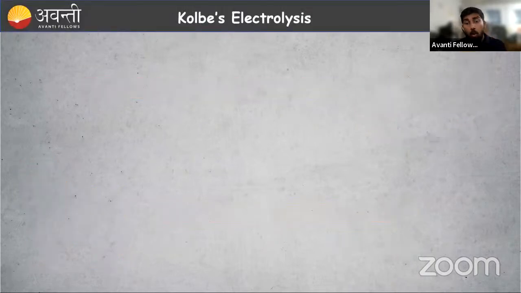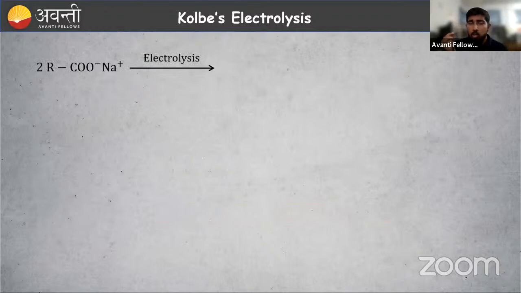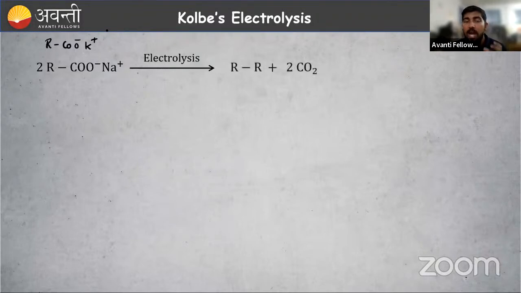So let us study Kolbe's electrolysis. What is Kolbe's electrolysis? I'm taking the sodium salt of a carboxylic acid, RCOO minus Na plus. Sir, how can we write the potassium salt of a carboxylic acid? I can write it like this: RCOO minus K plus, that is the potassium salt of a carboxylic acid. Then I am taking it in aqueous solution, that means water is present. I am doing electrolysis, then I will get some products at the cathode and anode.